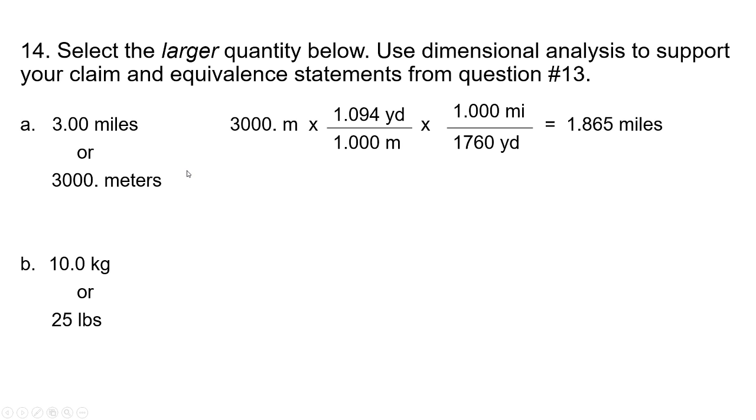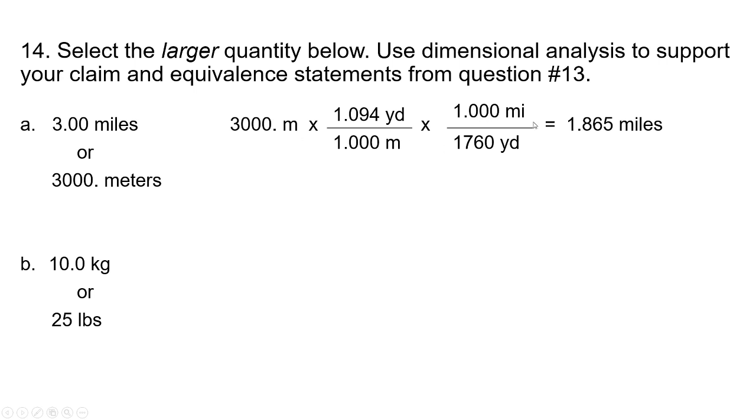So let's go through one of these. I chose to select 3,000 meters to miles. So if you look at 3,000 meters, I'm going to cancel out meters, and that will give me yards. So I'm going to take 3,000 times 1.094. And then to convert it from yards to miles, I need to divide by 1760 yards. So that way yards cancel here and here, and then I'm left with miles.